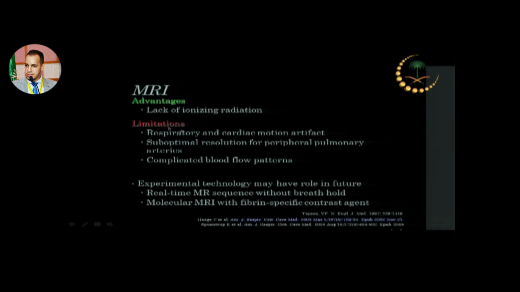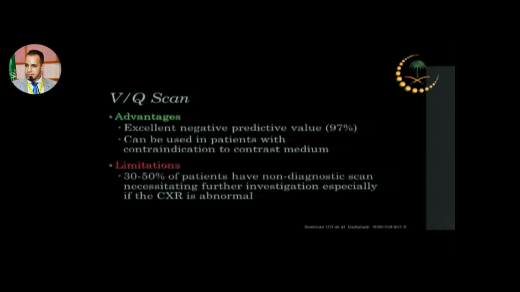Advantages, there's no ionizing radiation, but unfortunately, it needs specialized hardware and software with trained technologists and also trained radiologists to help interpret the examination. There are certain new techniques still under research, such as real-time MRI sequences without breath holding, and fibrin-specific contrast agents that can also be used for diagnosis of pulmonary embolism.